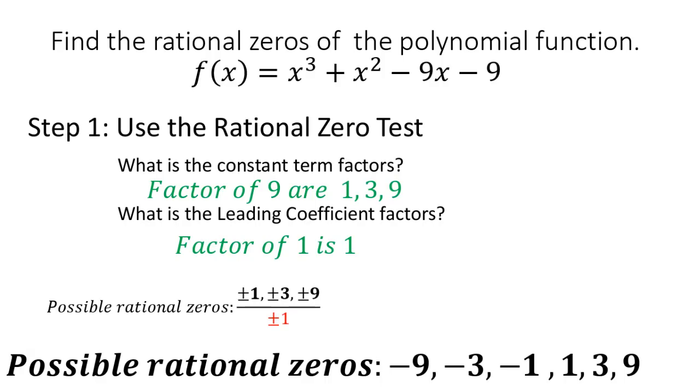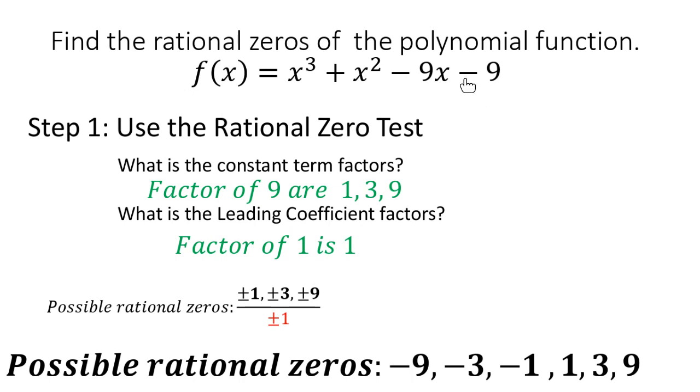All right, let's go ahead and keep on moving forward. Find the rational zeros of the polynomial function given f of x is equal to x cubed plus x squared minus 9x minus 9. So it says the rational zeros. So the rational zeros is this fraction, right? And we have a formula to find the rational zeros. To do that, we have to get the factors of the constant divided by the factors of the leading coefficient.